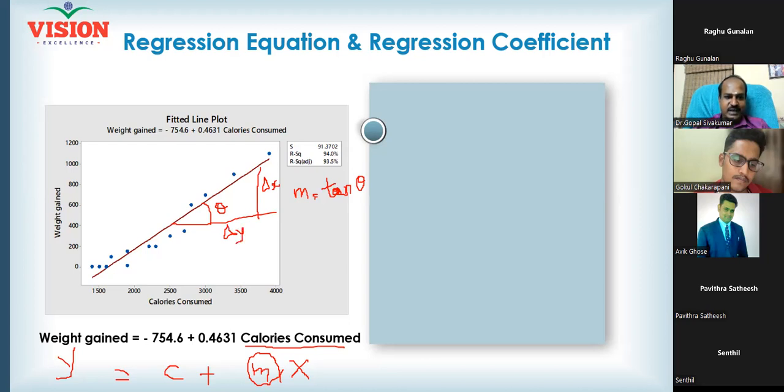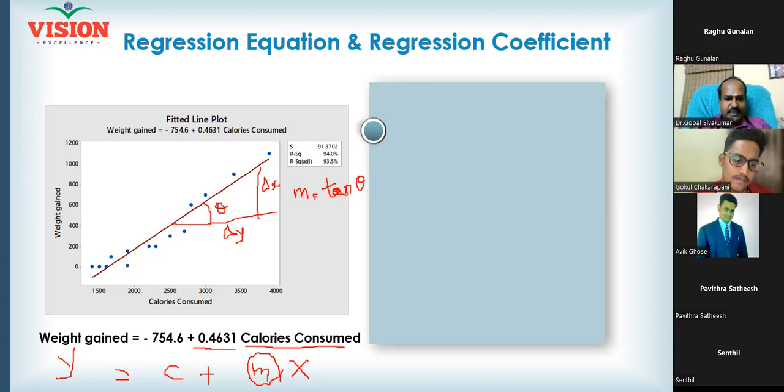When I draw a triangle, the opposite is del y, the adjacent is del x. You take a scale. I think I have suggested you to buy a scale, right? And you can try this. Keep a scale and determine del x, determine del y. The del y by del x will give you 0.4631. Clear? Or otherwise, measure the angle and go for the tan theta. That will give you your m.